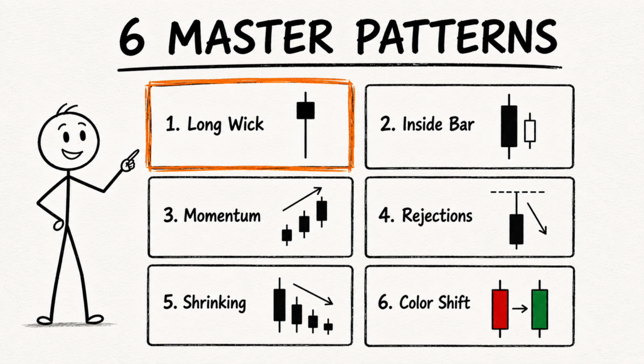Inside bar, explosive breakout. Momentum candle, entry of big whales. Multiple candle rejections, wall-like strength. Shrinking candles, calm before the storm. Candle color change, silent shift in trend.